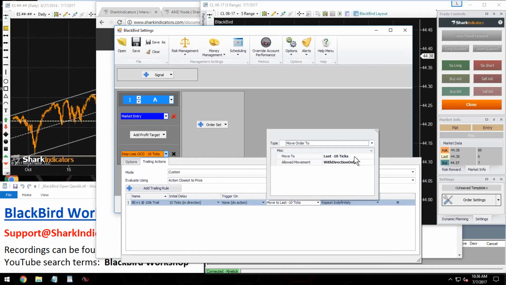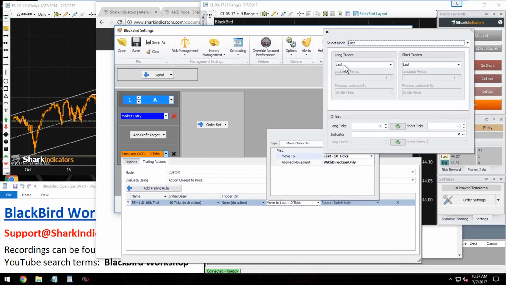So let's open this up here. What we're doing here is, once we've achieved 10 ticks in profit, we take the last price, right? The last price is going to have that 10 ticks in profit, and then we're going to take the last price and subtract 10 ticks from it. So that basically moves it to your break even there.